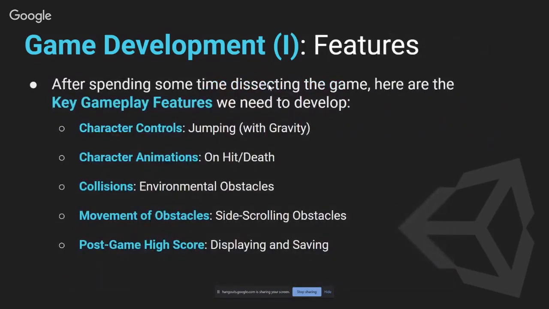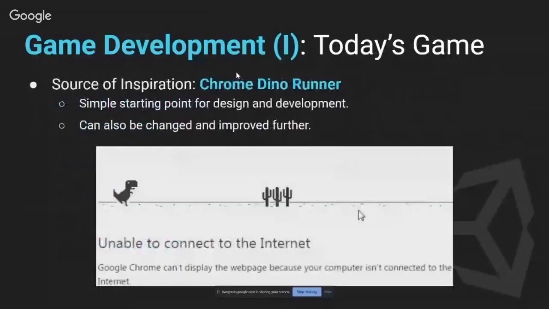So after spending some time dissecting the game, here are some of the gameplay features we need to develop. For example, if you look carefully in this GIF, we need to account for the dinosaur jumping. So this involves reading the user input as well as applying a force to cause him to jump upwards.